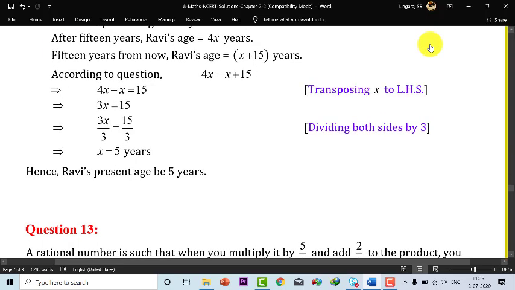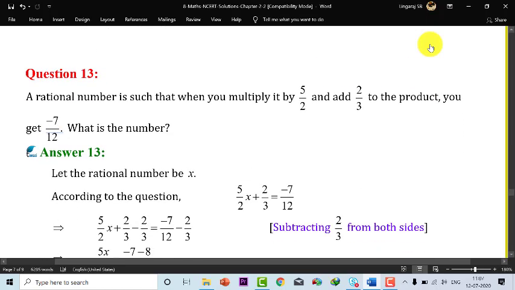So 3 gets cancelled, x remains on the LHS. 3 fives are 15. We get x equal to 5 years. So hence Ravi's present age is 5 years. Next we move to question number 13.